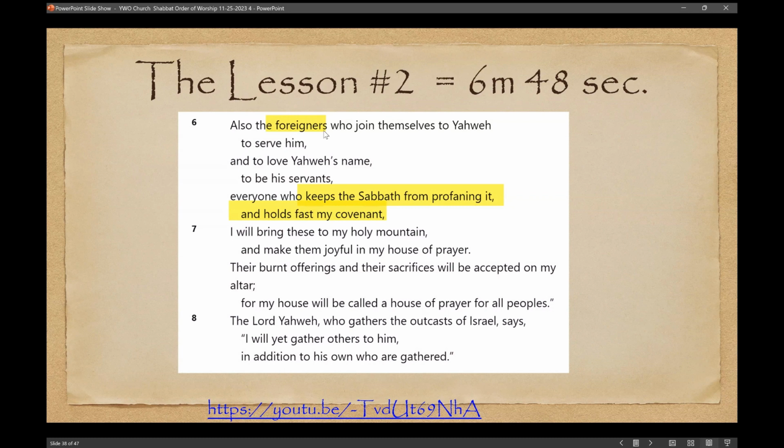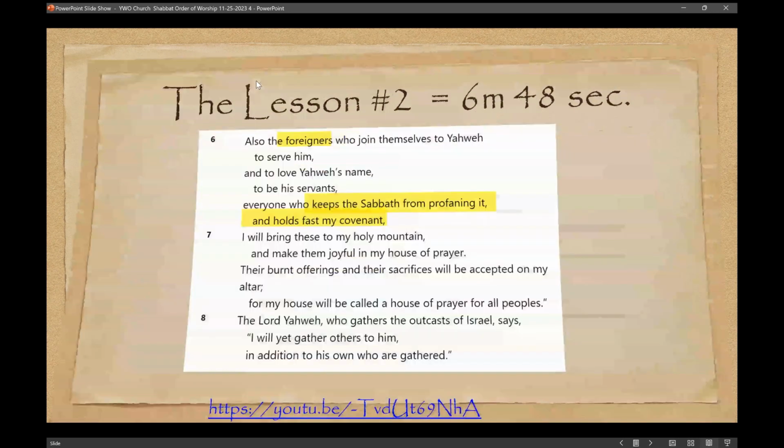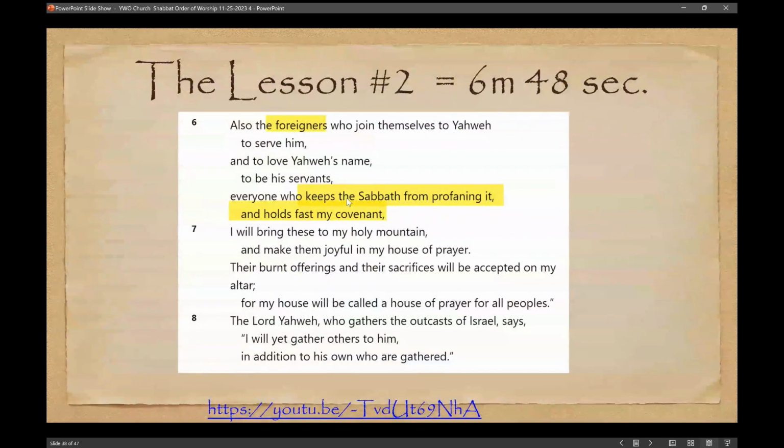So let's see what else we got here. Oh, and then the other thing is, the Gentiles are supposed to keep the Sabbath. Okay, why is that important? If you do that, I'll bring you into my holy mountain. Then what else do I have to do? Well, you have to hold fast my covenant. What's the covenant? The Ark of the Covenant. What does that remind you of? Oh, the 10 Commandments. So that was the minimum at the time before Christ.